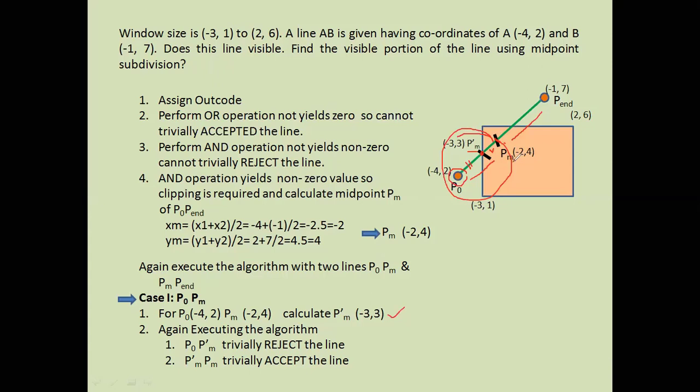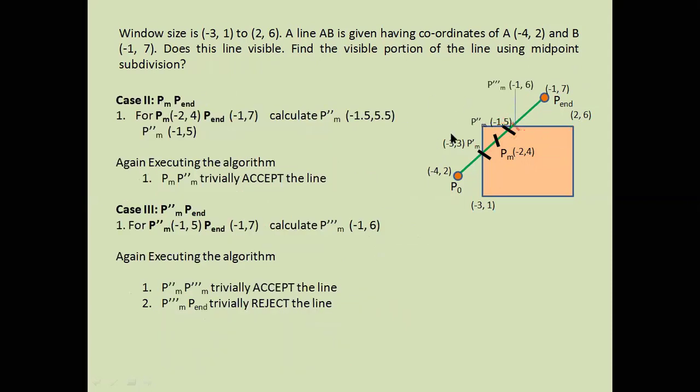Now we are left with this part. Now we will apply the algorithm on the remaining part of the line, that is from PM to P end. So what will be the steps? Again we will execute the algorithm. We will calculate the midpoint of PM and P end. So PM P end midpoint is calculated, and we have named this point P double dash M.